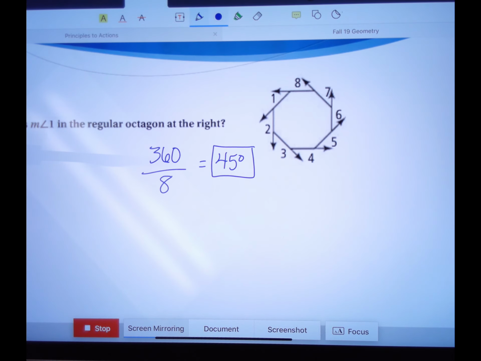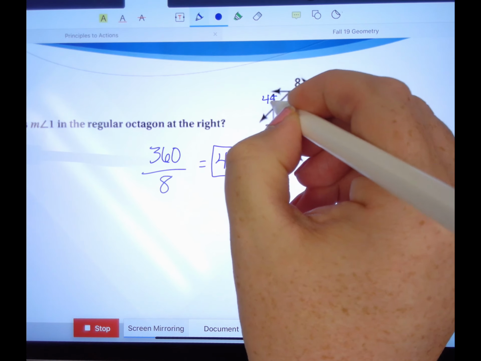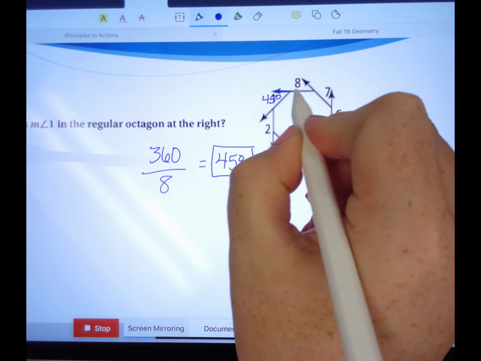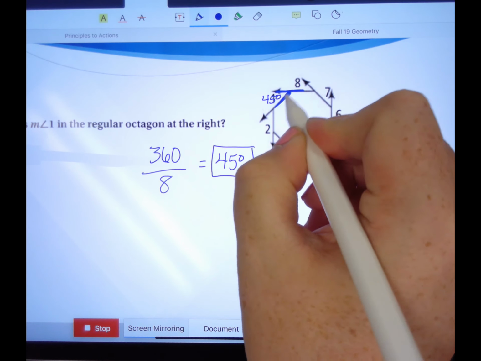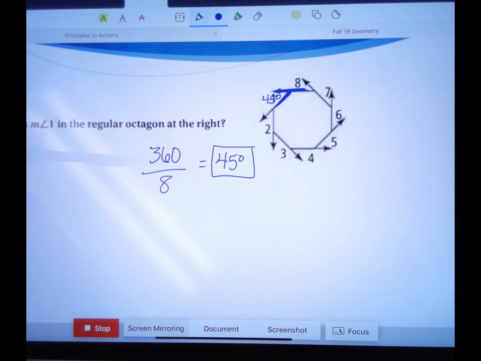If I wanted to use the other theorem, oh, you take 180 minus 45. Yep, we could do that. I could do 180 minus 45 and get it. If this right here is 45 degrees, I could say 180 minus 45 because these two form a straight line, right? And what's 180 minus 45? 135.